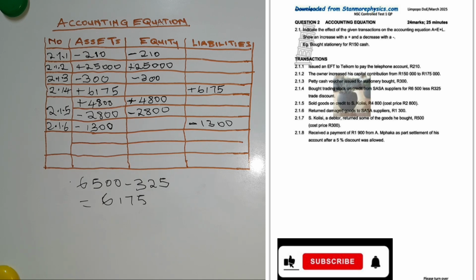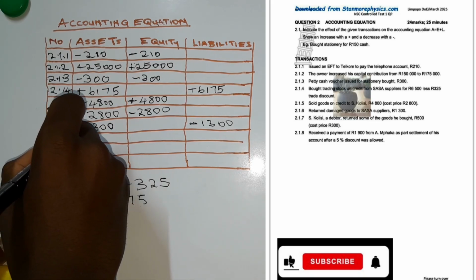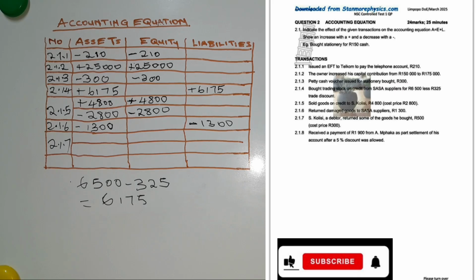We go to 2.1.7. Okay, as per the question, a debtor returned some of the goods he bought. He or she was our debtor, but now Escolis is returning goods back into our business. So also here, let me read the full statement. Escolis, a debtor, returned some of the goods he bought for 500. Then the cost price of that good was 300.